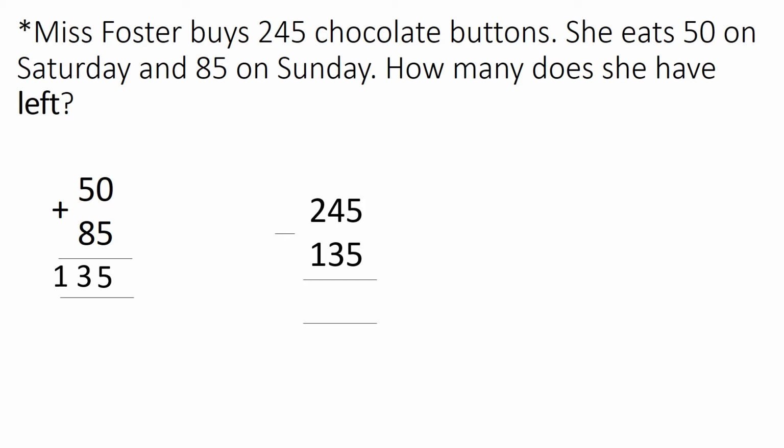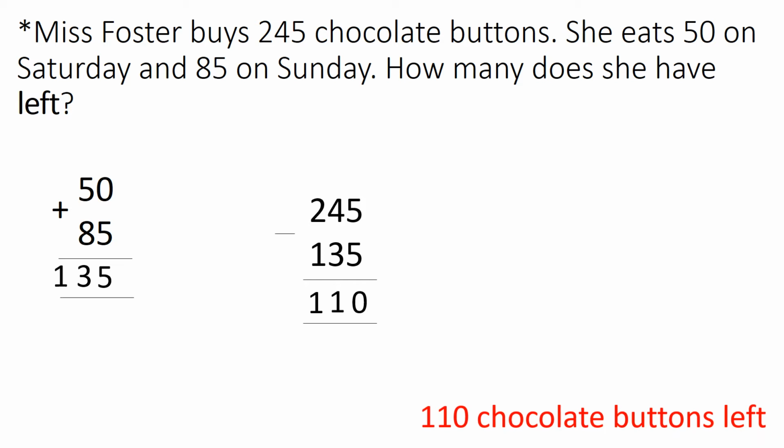So again, I'm setting it out in the column method because this is the easiest way for me to do it. 5 take away 5 equals 0, so I'll put my 0 underneath in the ones column. I've got 4 tens take away 3 tens, which gives me 1 ten, so I'll put that one underneath in my tens column. And then I've got 2 hundreds take away 100, which also gives me 100, which I'll put underneath in my hundreds column. So I know my answer to this question is 110 chocolate buttons left.